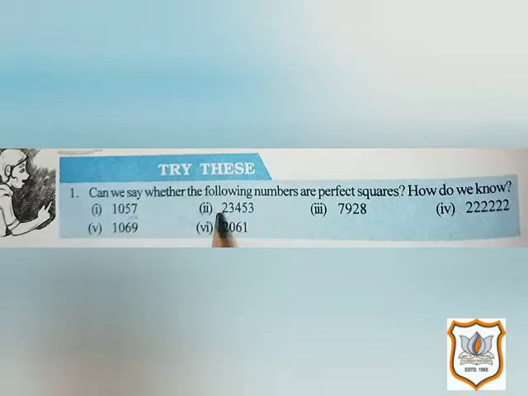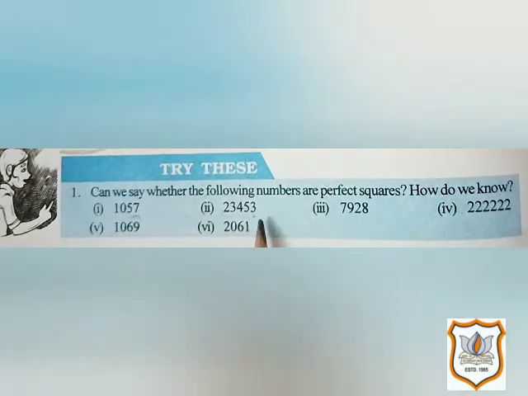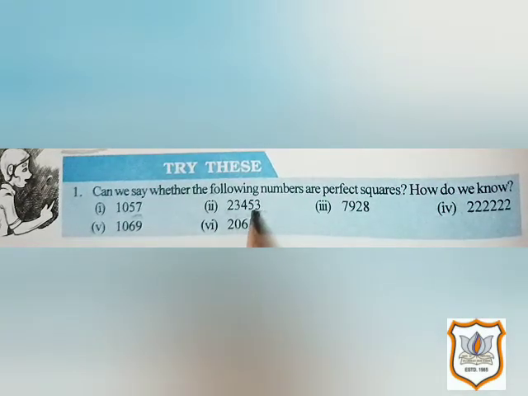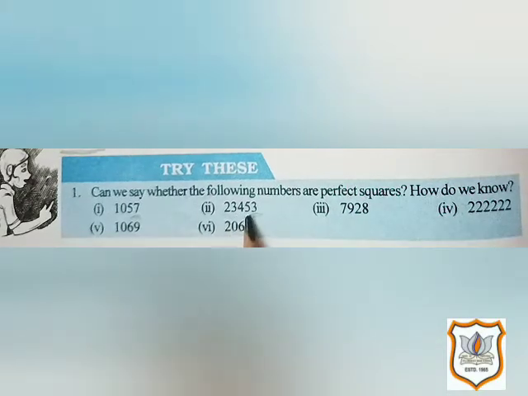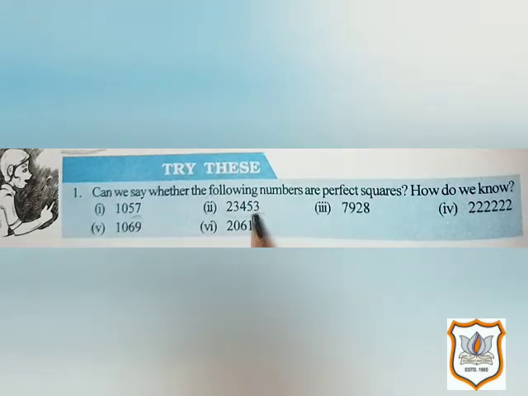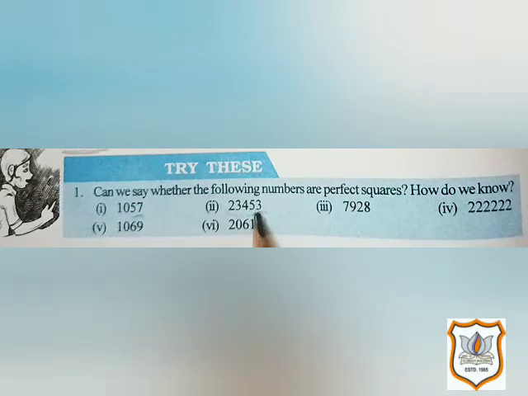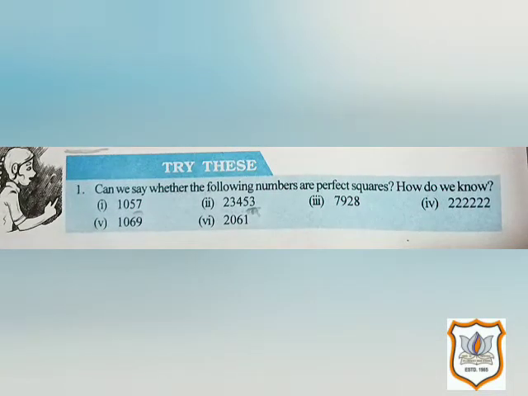Next number is 23,453. The ending digit is 3, and as we know, all square numbers end with 0, 1, 4, 5, 6 or 9 in the units place. So 23,453 cannot be a perfect square because this number's ending digit is 3. So students, like this you can check whether the remaining numbers are perfect squares.